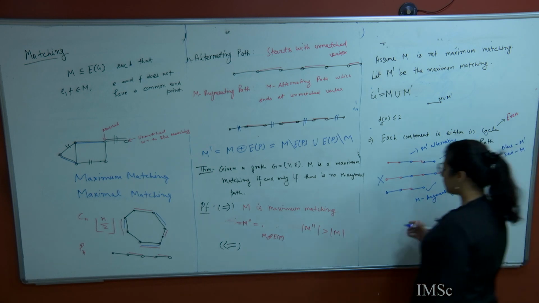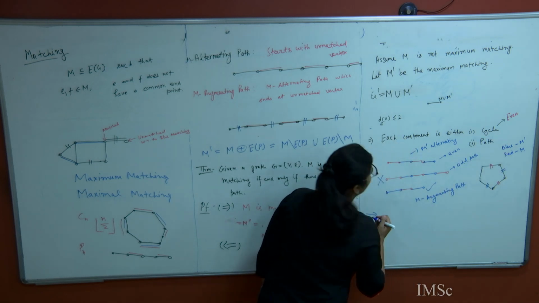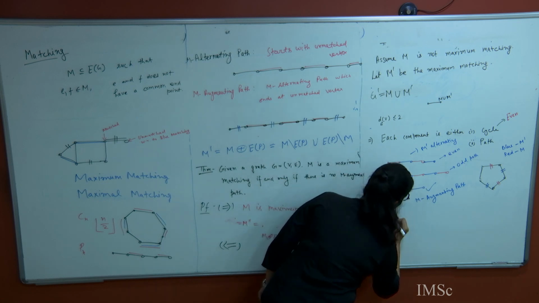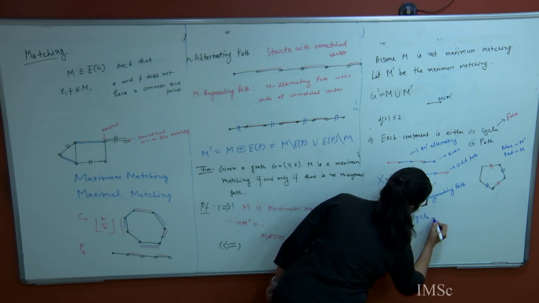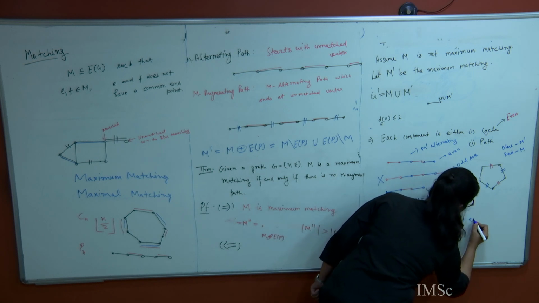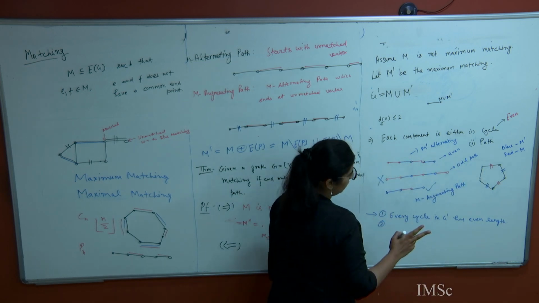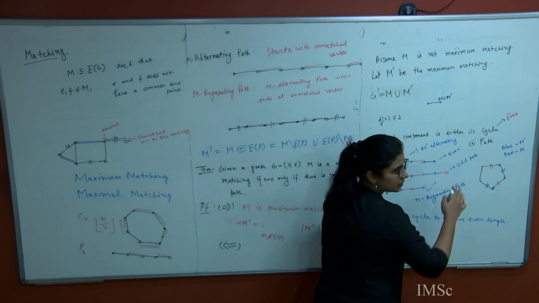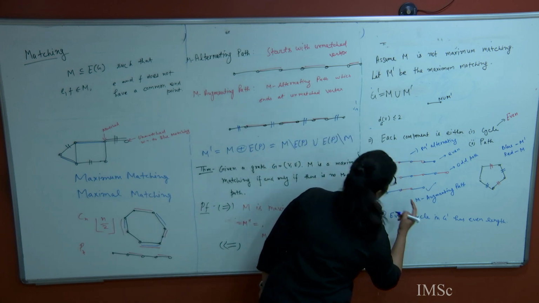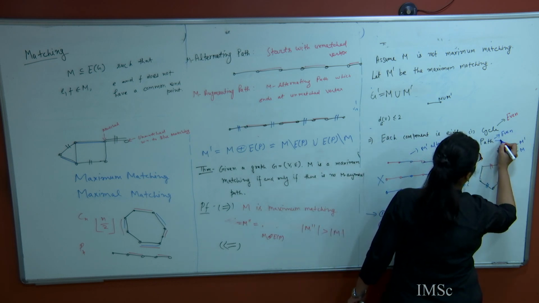I'm just writing the statement which we argued now. First, every cycle in G prime is of even length. Second, what we said is that if we have even paths, then we are not worrying about them because they are not useful for us. So second thing, we can have an even path or an odd path.